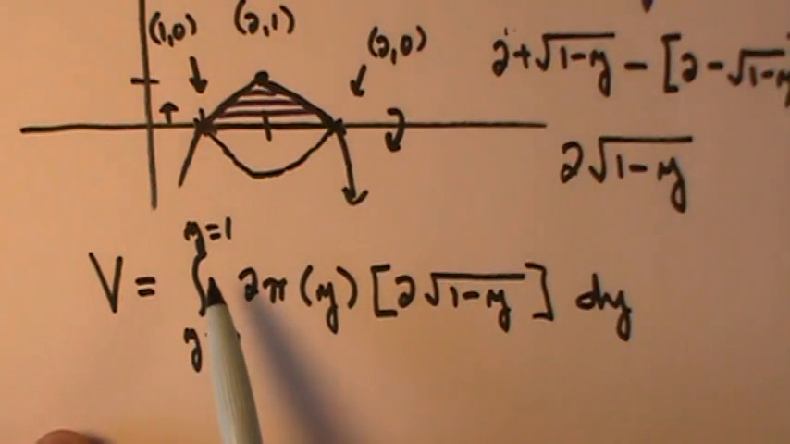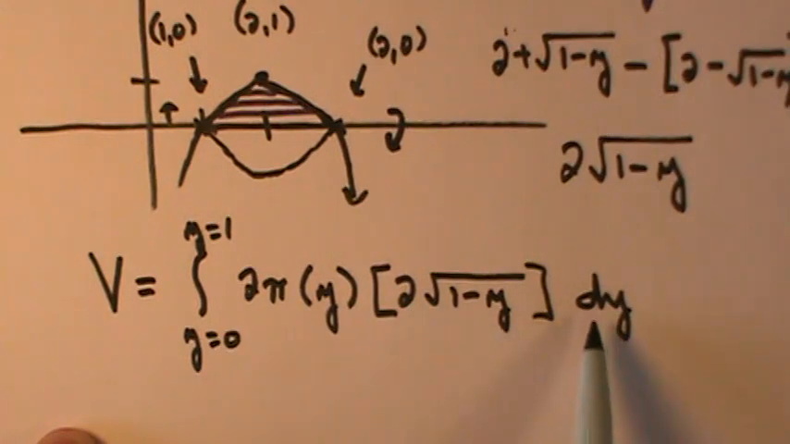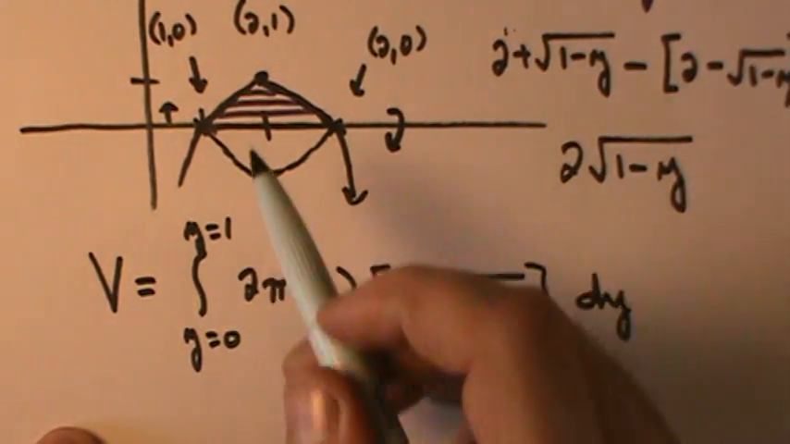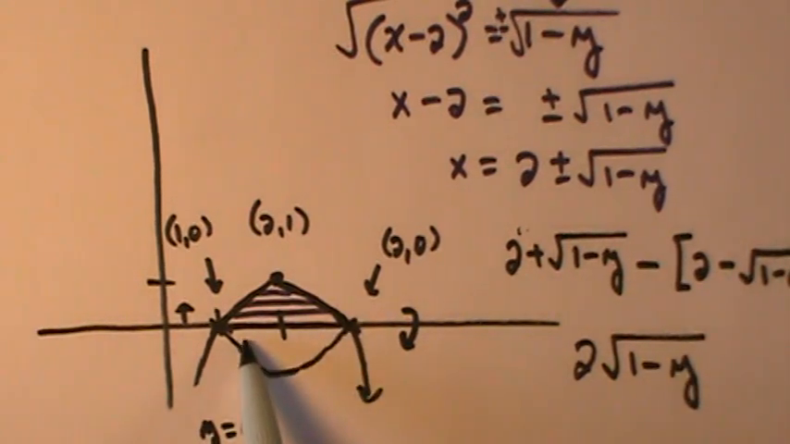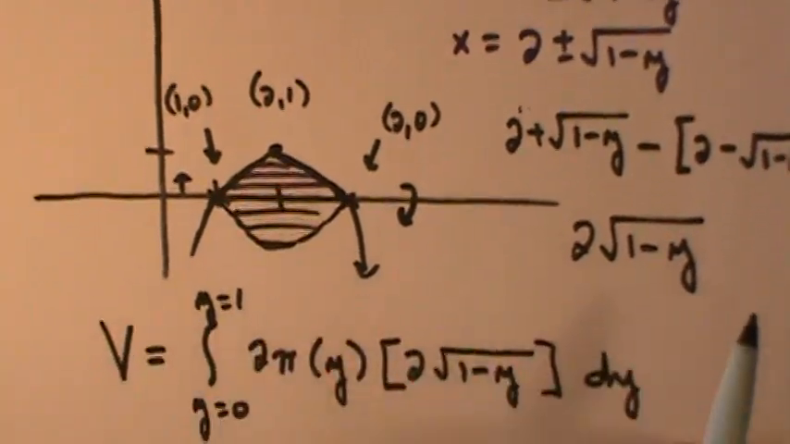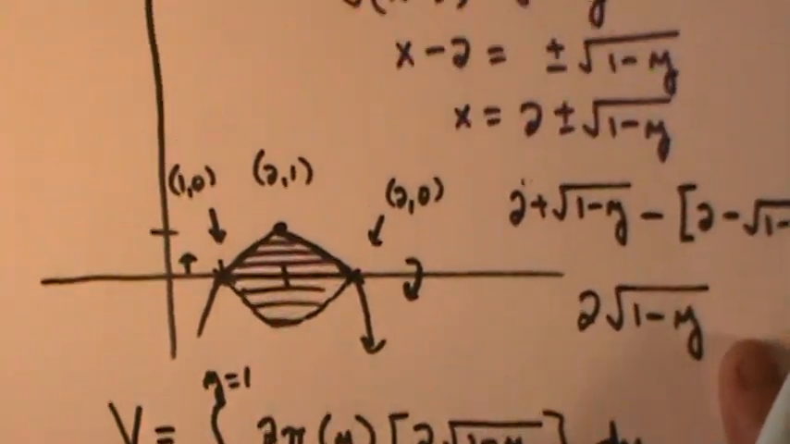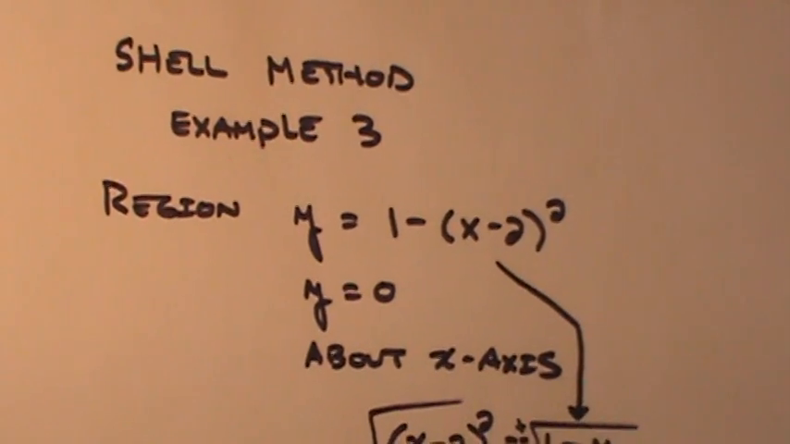And so when we look at this, I have my 2 pi radius, height, dy. I can throw that in a calculator and I can tell you what this exact volume would be once it's been revolved about that x-axis. So there's our third example for the shell method.